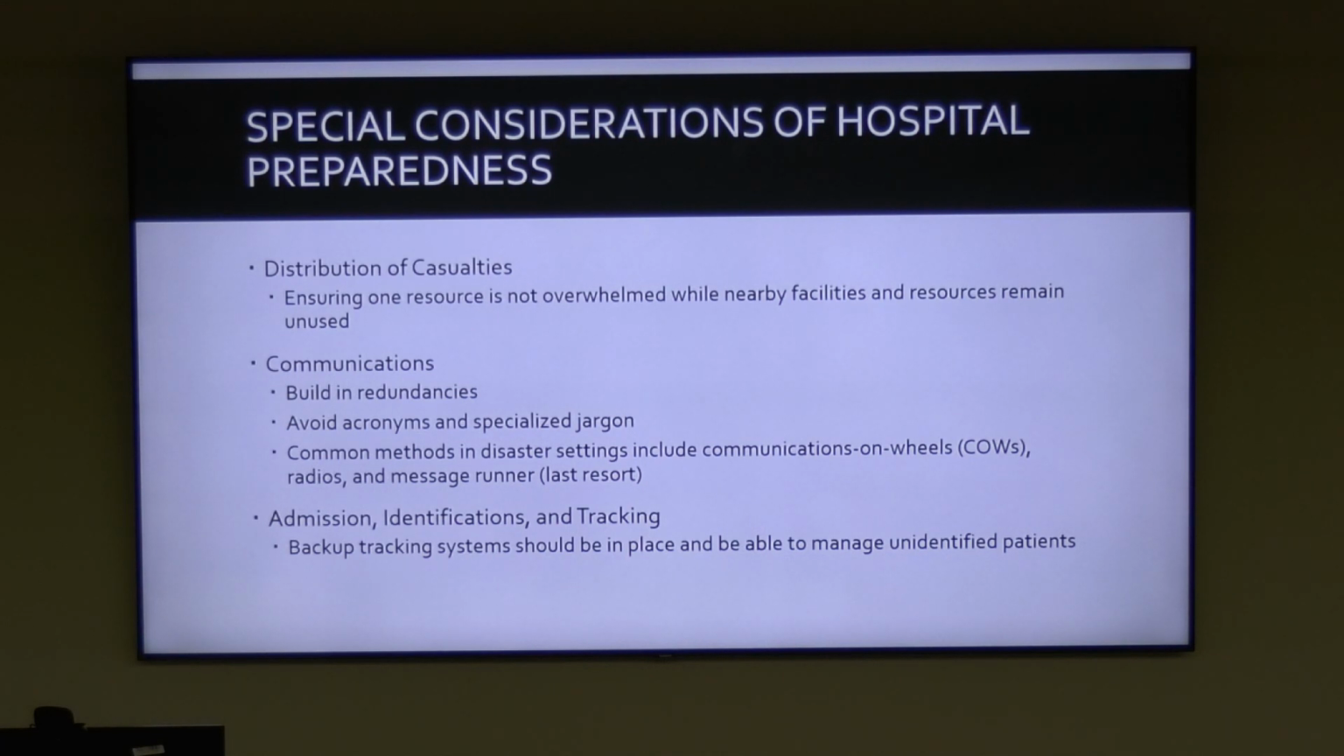So you need to make sure that there are paper charts or markings on the patient or whatever it may be. You need to make sure that there is some backup tracking system so that patients are identified as treated, not treated, where they are in the process, things like that.